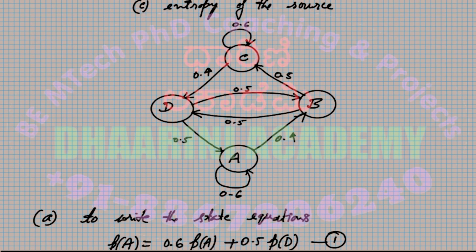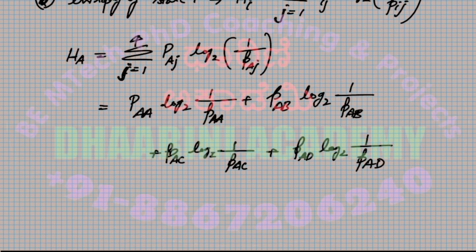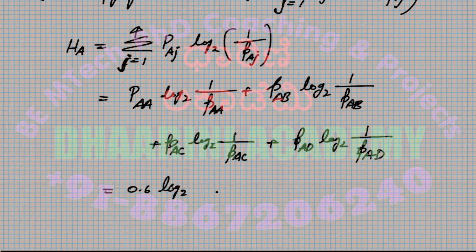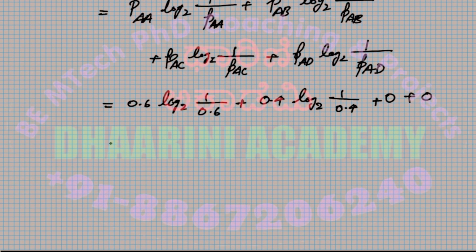So from this diagram itself, I'll be filling up this. So that means this is equal to, so PAA 0.6, 0.6 log to the base 2 of 1 by 0.6. AB is there, 0.4 log to the base 2 of 1 by 0.4. So next term, PAC is 0, PAD is also 0. Okay, simply calculate this.